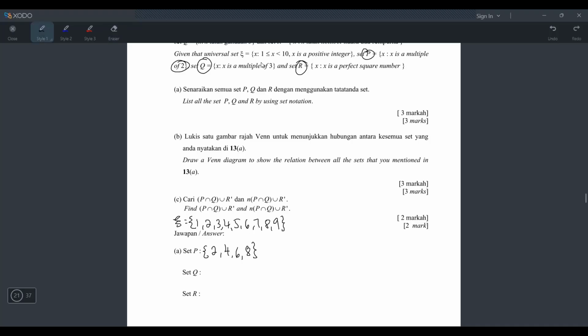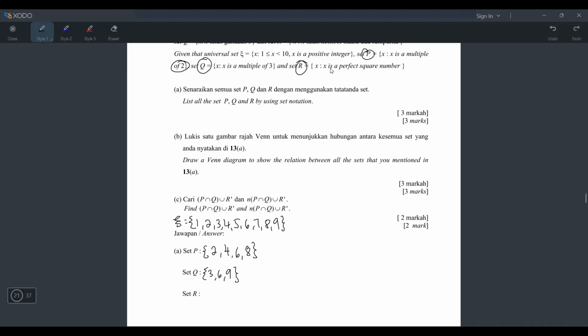Same with set Q, multiples of 3. So what are the multiples of 3? We have 3, 6, 9, and then enough already. 12 is also a multiple of 3, but why didn't I write it? Because it's not in the universal. If it's not in the universal, you cannot write it. Because the universal is like the universe, like this is the whole universe already. So you cannot write something that is out of the universe.